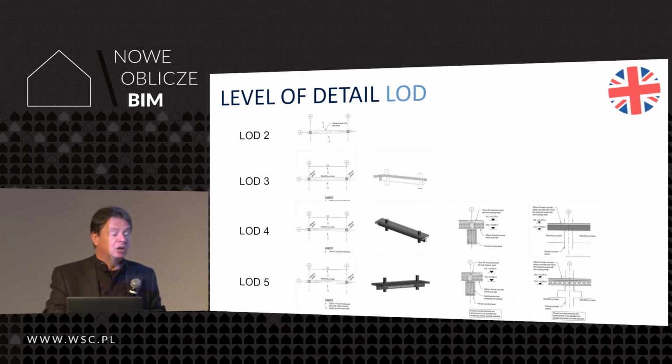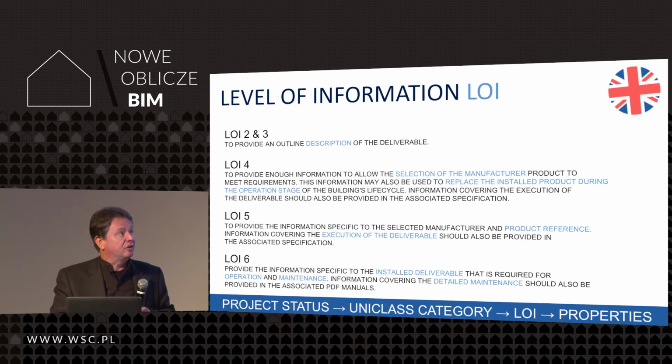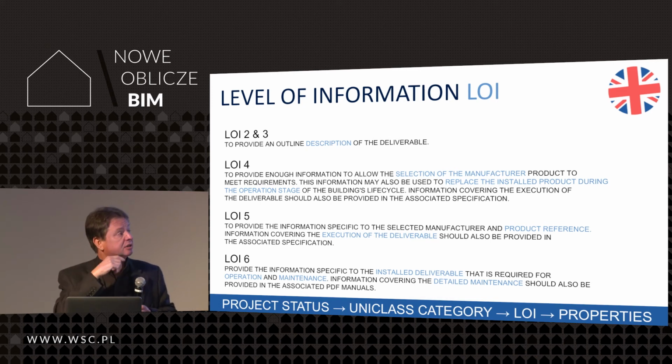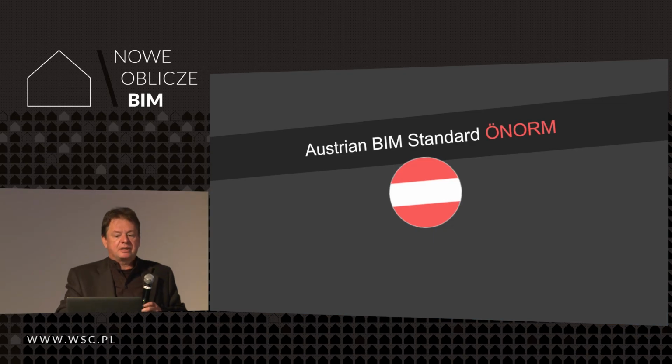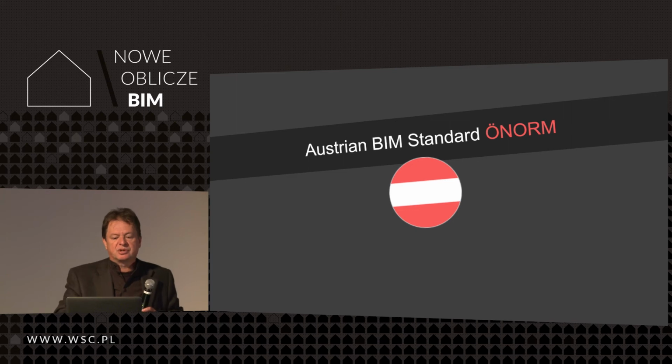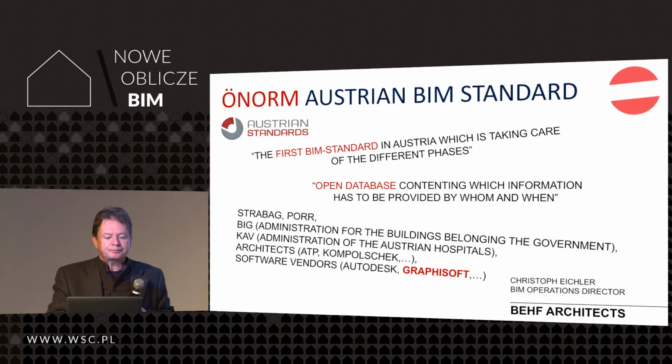You have the LOD, which describes the geometry, but it's only the geometry. And you have the level of information, which is separate information, which describes the different scale of the projects at a different scale when it is going to be built. And then there is the only continental one, which is important for us, the Austrian BIM standards called ENORM.